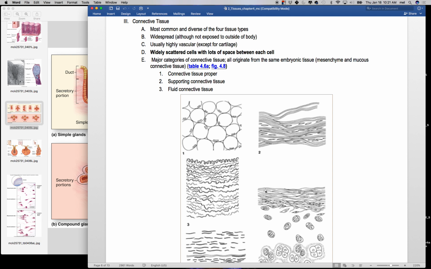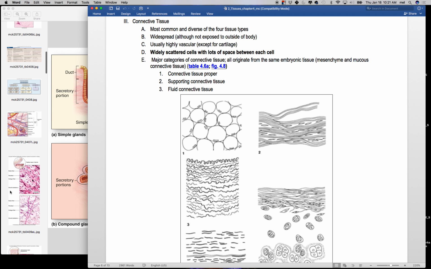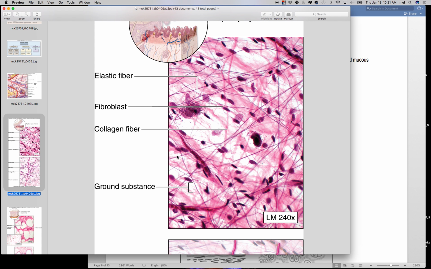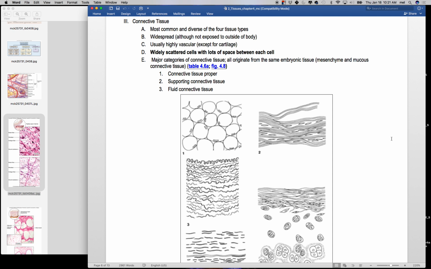It is usually pretty vascular compared to epithelial tissue. There are exceptions, but it's usually pretty vascular. And then one of the major characteristics of connective tissue is that it has a lot of space between the cells. So for instance, here's a connective tissue. Cell, a lot of stuff between it until you get to the next cell, right? All of that has to be named, right? So there's lots of room for matrix in connective tissue, and then you have to figure out what's in the matrix to figure out what the connective tissue is going to be like.